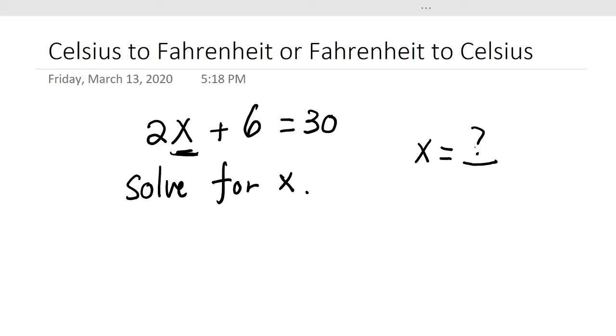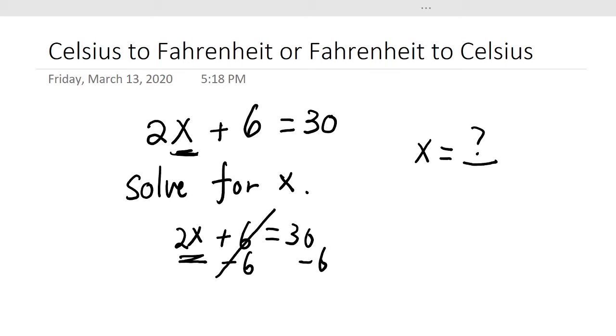So the first step we're going to do is leave the term 2x on the left side and move the 6 to the right side. How we move it, we can just subtract 6 on both sides. 6 is going to cancel out. Now we have 2x equals 24.